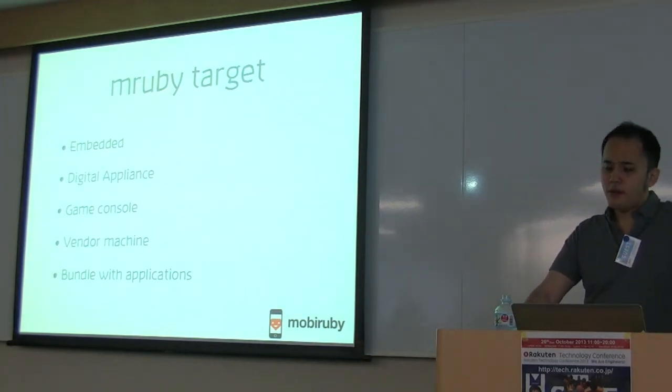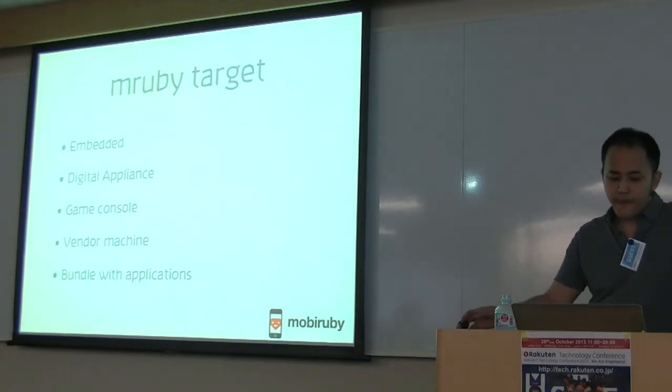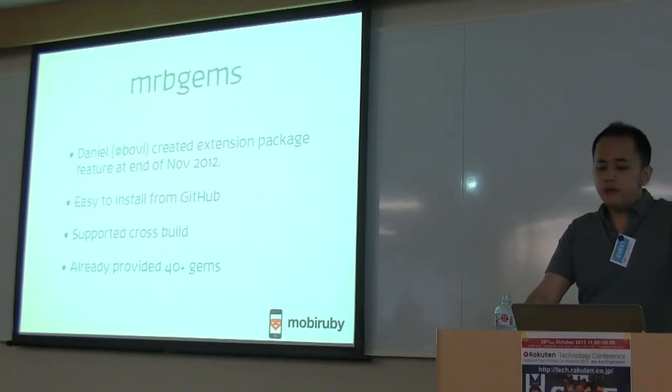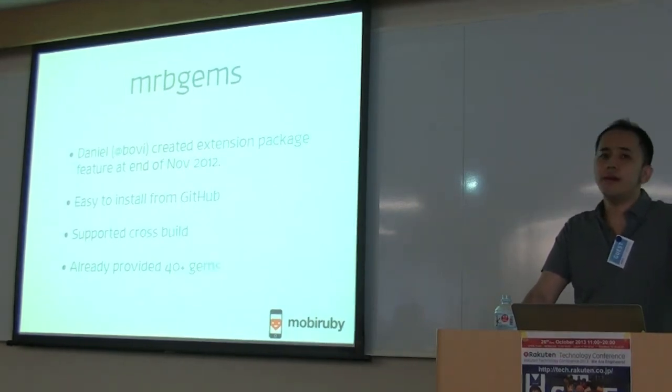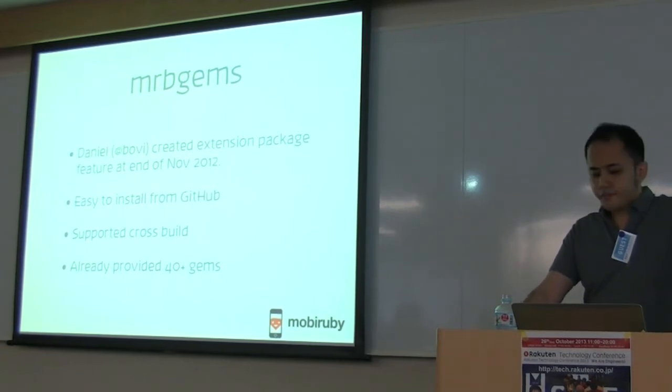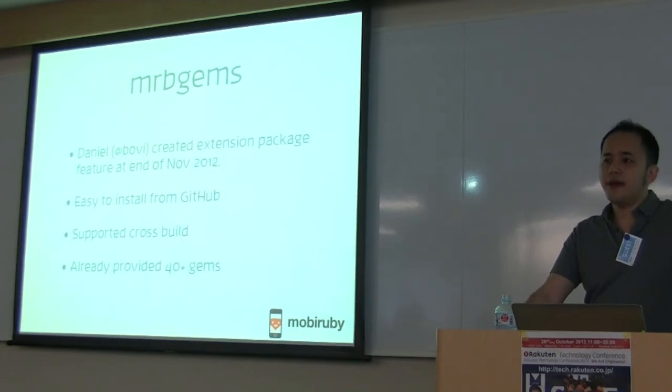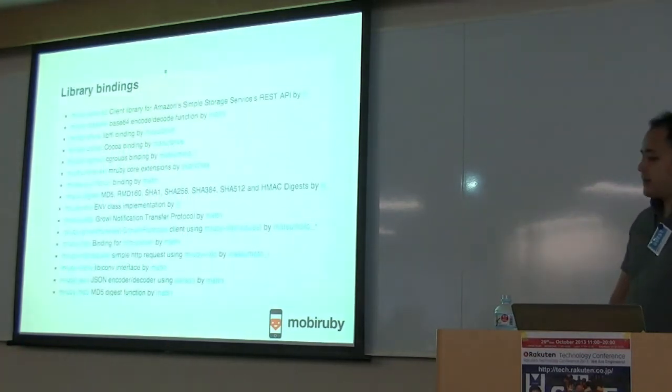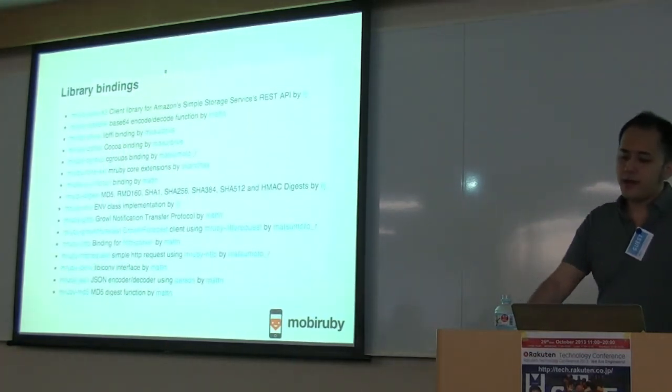One person built a MobiRuby module for Apache. You can make an Apache module using the Ruby language. MobiRuby does not support RubyGems, but MobiRuby has the same capability. It's called MobiRuby Gems. It's a MobiRuby extension package system. A lot of people build these libraries. Currently, there are over 100 libraries.